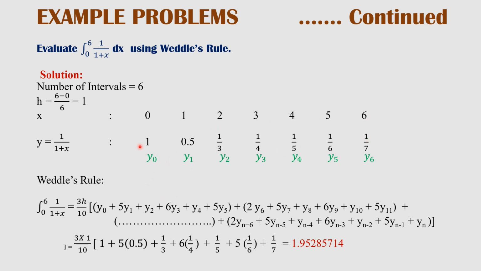Again, you can name the ordinates: the first ordinate as y0, the second ordinate as y1, the third ordinate as y2, and the fourth ordinate as y3, etc., up to y6. So up to y6, this is the seventh ordinate.